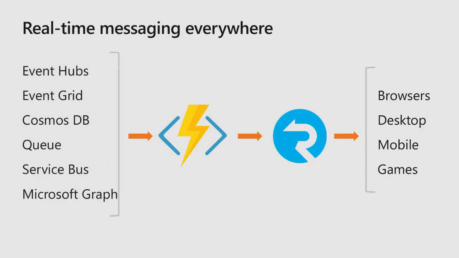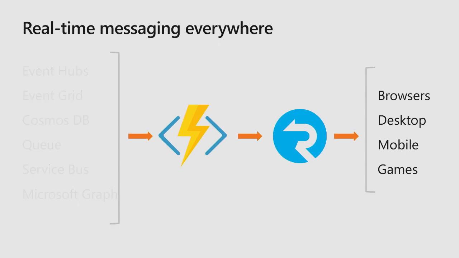And also, Azure Functions has a lot of triggers for a lot of Azure services. For instance, if you want to trigger or publish messages on SignalR Service from, say, an Event Grid message, you can really easily do that with Azure Functions and SignalR Service.